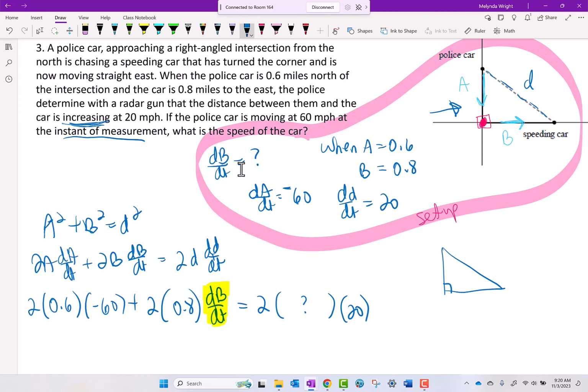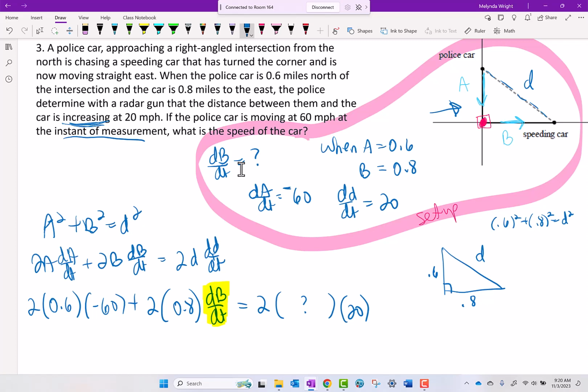So in our moment in time, this would be 0.8 and this would be 0.6. And this is D. I would need to find D. So I would just use the Pythagorean theorem to find D. Are y'all okay with that? Right, so it would be 0.6 squared plus 0.8 squared equals D squared. And I did that. Y'all probably already know what that is, right?